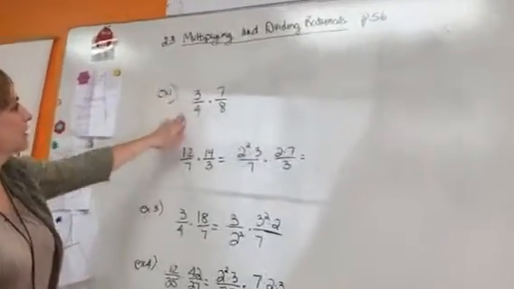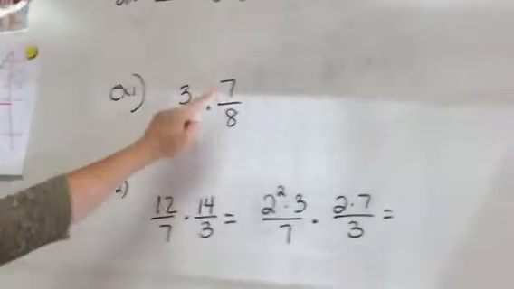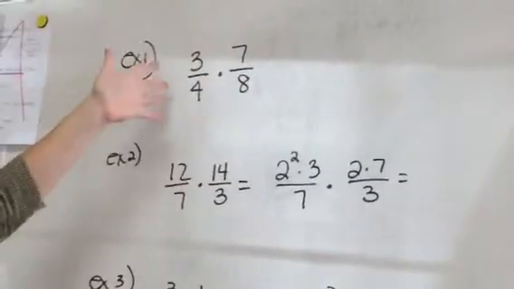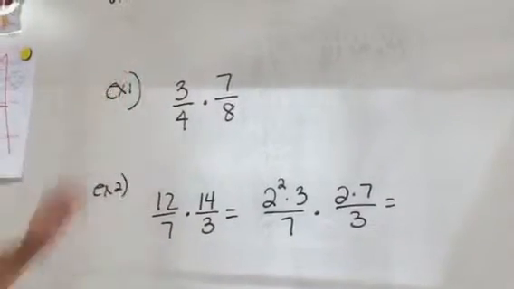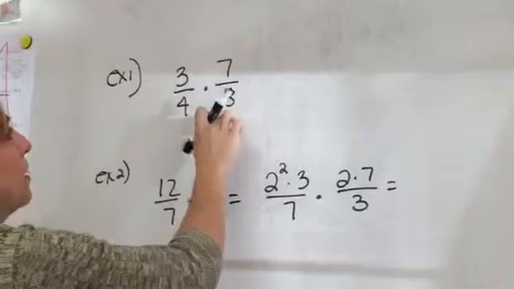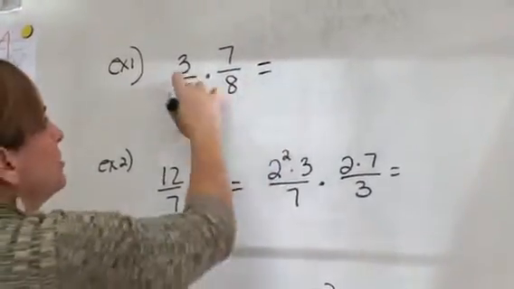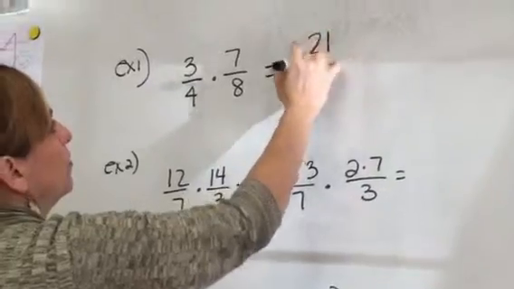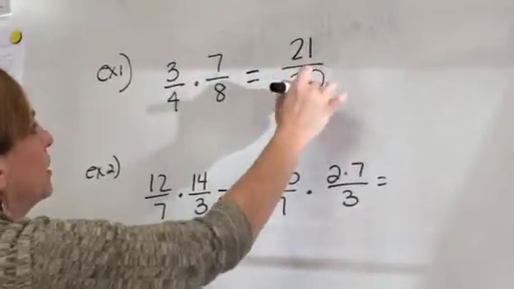So, example 1, we have 3/4 times 7/8. This is in ratio form, so it's rational. What we can do is multiply the numerators with the denominators when you're multiplying fractions. So you multiply 3 times 7 is 21, and you multiply 4 times 8 is 32.